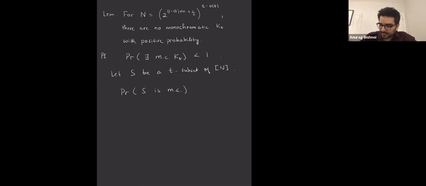So let's try to estimate what this probability is. What's the probability that a given set is monochromatic? Here are a few observations. Observe that S can't be monochromatic in any color i which is among the first m colors, right? What's the reason for that? Maybe someone can say it in the chat. Why can't it be monochromatic in any of the first m colors?